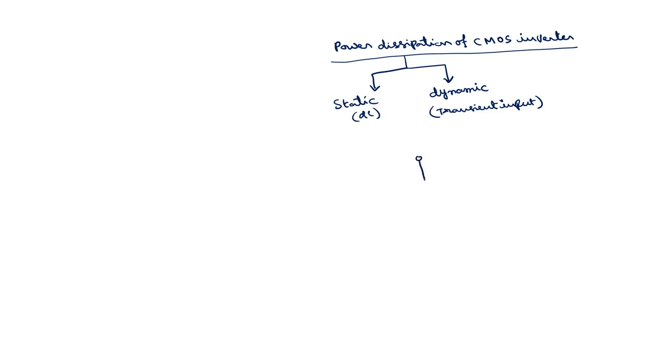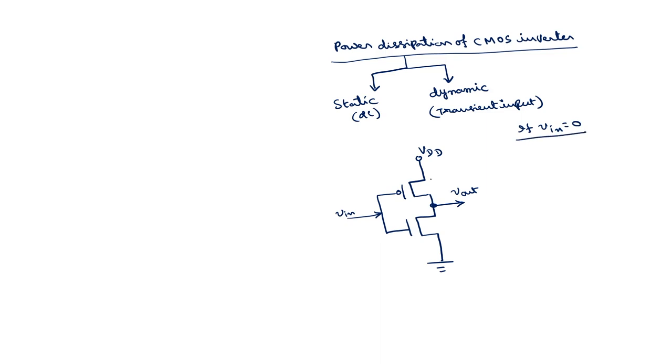So if I take this CMOS inverter, if Vin is 0, it is logic 0 and the output is logic 1. So what happens to the PMOS and NMOS, as we have discussed earlier? The PMOS is on, NMOS is off. As a result, the equivalent circuit will be something like this.